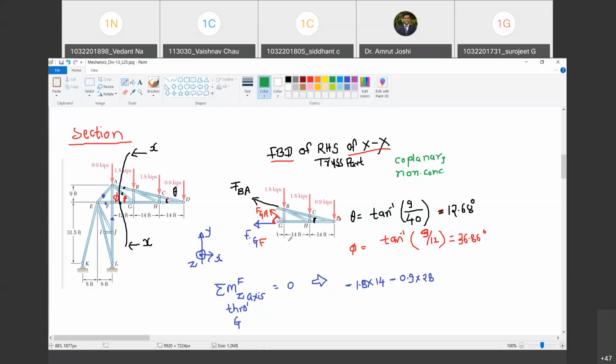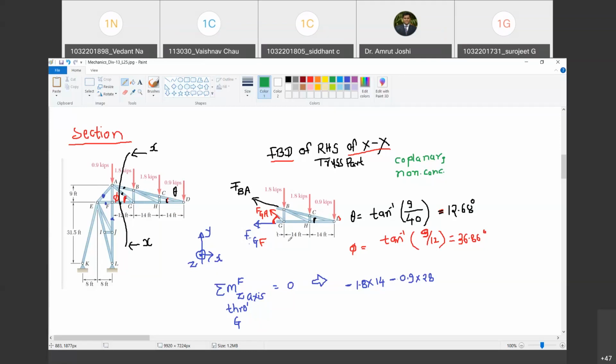How have I taken the section? I have taken a section passing through those members whose forces we need to find out, only then is there any benefit. Otherwise FBA, FGA and FGF will not be visible. Are you with me? Yes, sir. Okay. So far so good. Now which equation should I use first is the question.